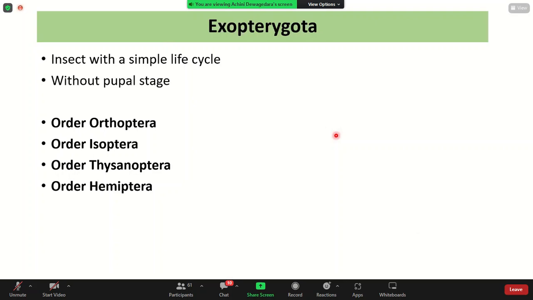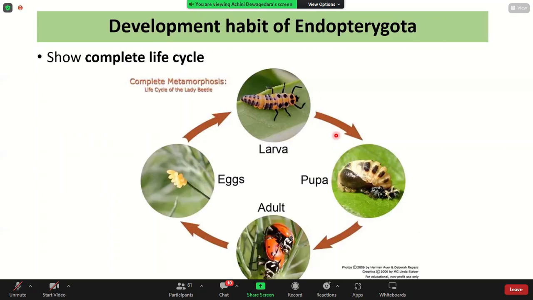Now, here onwards, I'm going to discuss some insect orders that are coming under each of these categories, Endoterygota and Exoterygota. Right? There are a large number of orders, but I have selected a few orders that contain many pests.